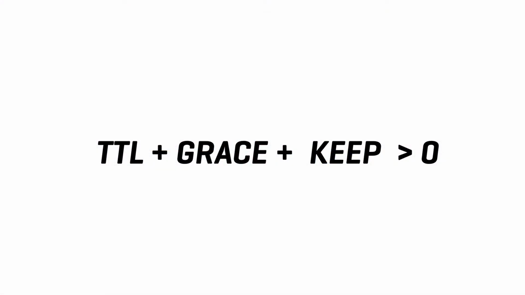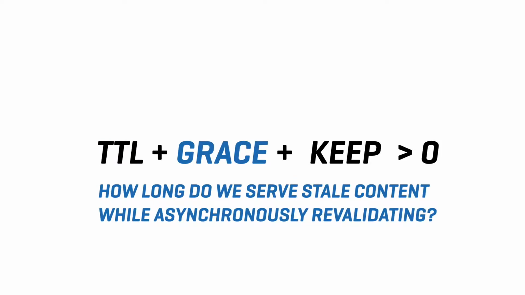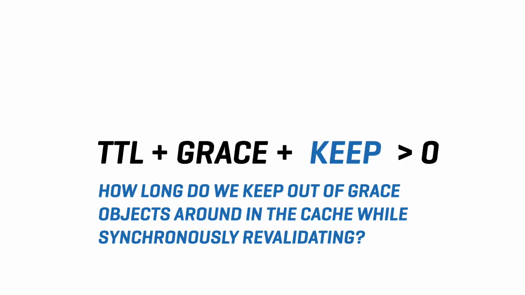Although we might believe that the total expiration time of an object is defined by its TTL, in reality in Varnish it's the sum of the TTL, the grace value, and the keep value. And the goal is to keep this greater than 0. If it's equal or lower than 0, then the object is no longer in the cache. The TTL decides how long we serve fresh objects from the cache. The grace value decides how long we serve stale content while asynchronously revalidating. And keep decides how long we keep out-of-grace objects around in the cache while performing synchronous revalidations.